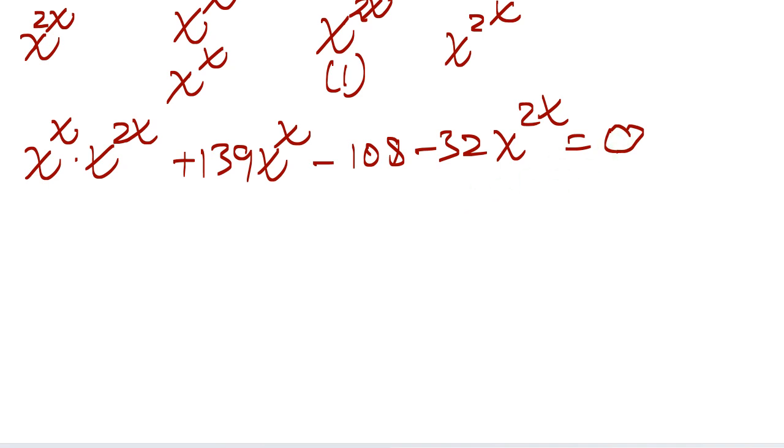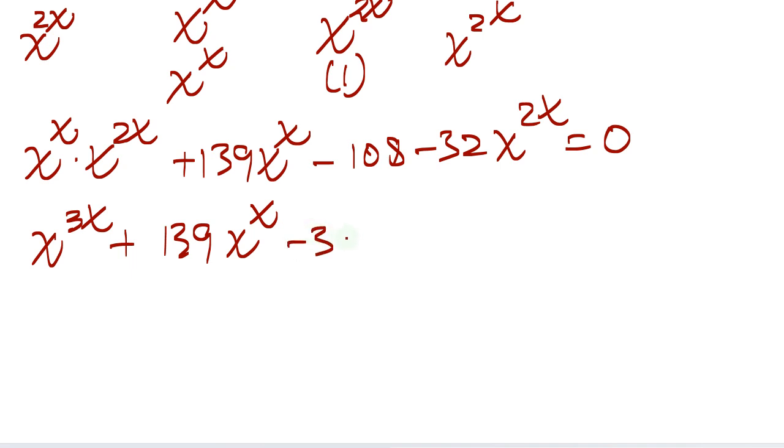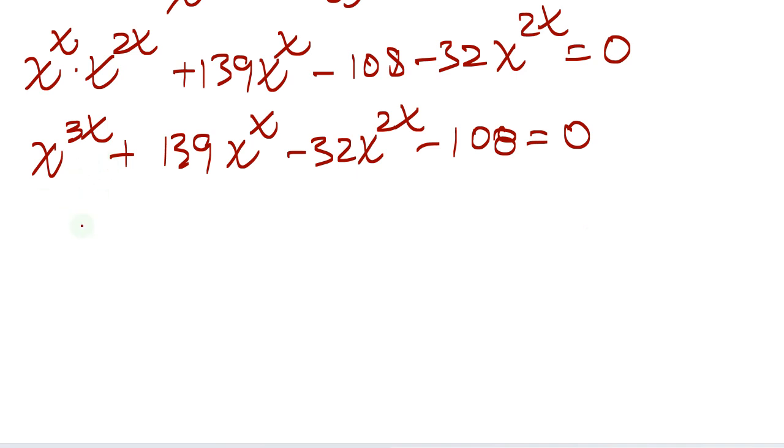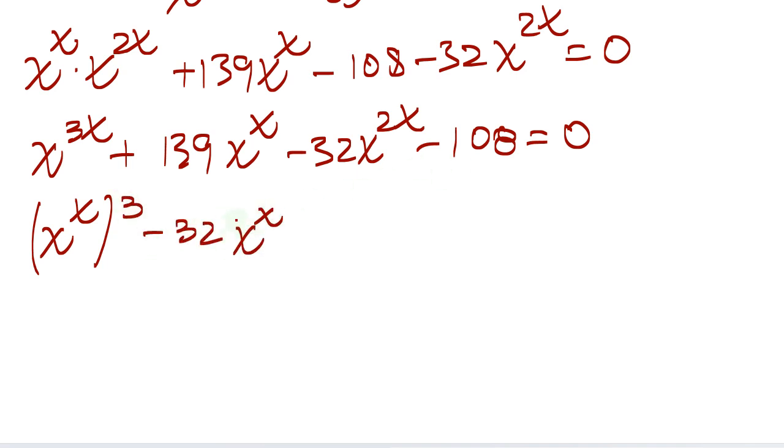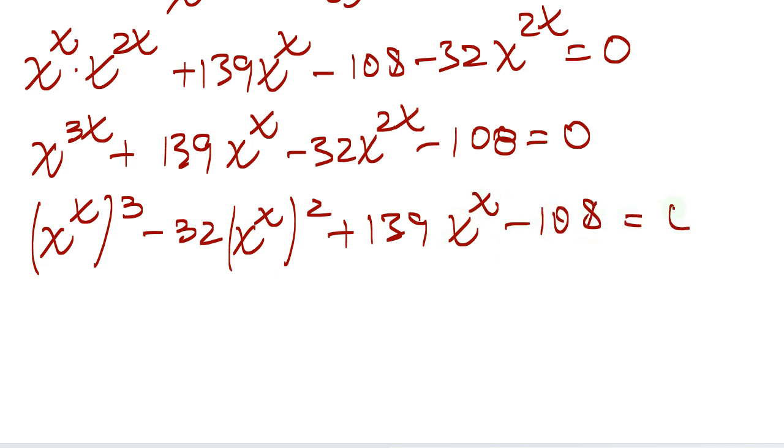So we have that this is x to the 3x plus 139 x to the x, and then minus 32 x to the 2x, and then minus 108 equals 0. So now I'm going to write this as x to the x to the power of 3, minus 32 x to the x to the power of 2, and then plus 139 x to the x to the power of 1, minus 108 equals 0.